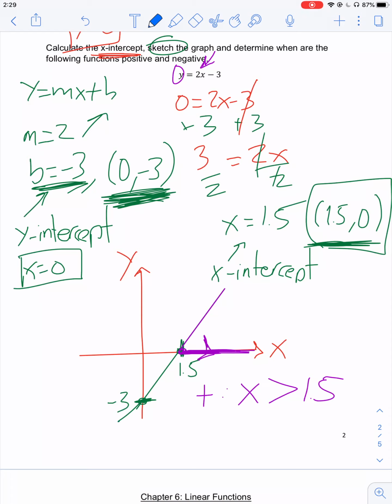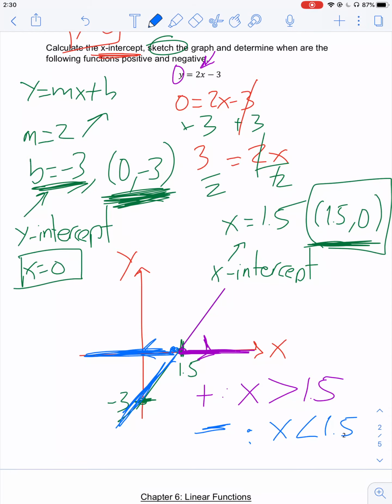So my function is negative down here, right? So the y values of my function are negative down here, okay? So again, you have to answer this question in terms of your x values. So for which x values is my function negative? My function is negative here, right? So this is 1.5 and I'm moving in the left direction, right? So that means my function is negative as long as my x values are less than 1.5.